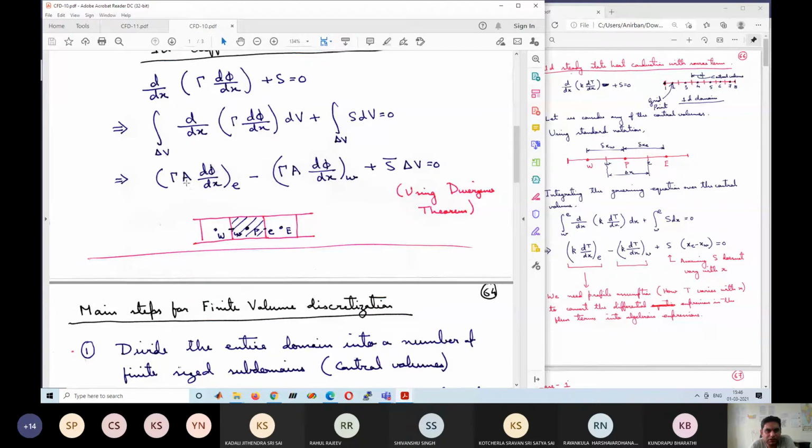So the flux crossing the east interface is gamma into A into d phi dx at E, where A is the area. Actually, in this equation there was no A, we can remove the A also. A is the cross-sectional area of this interface, minus gamma A d phi dx at west.